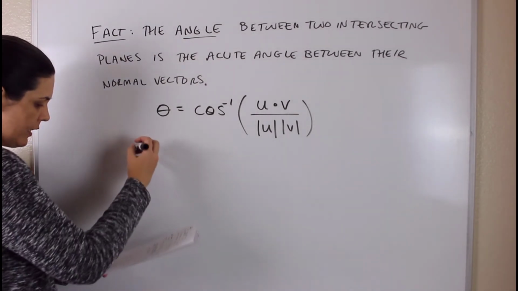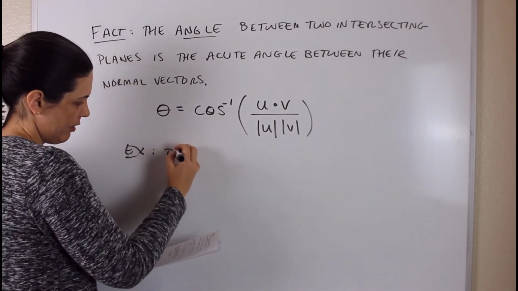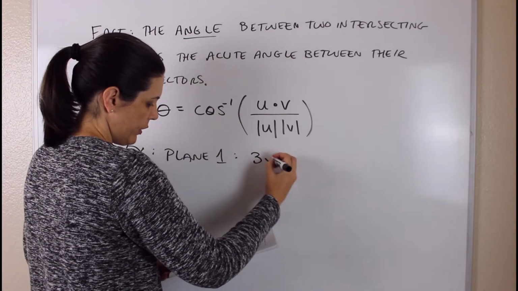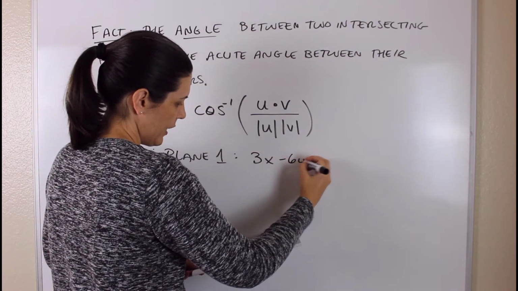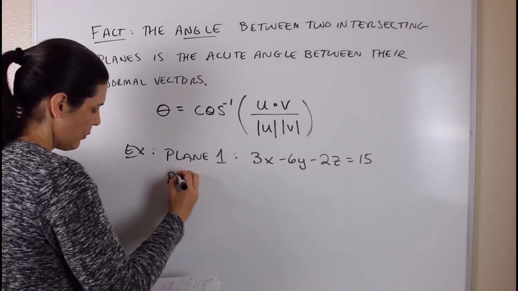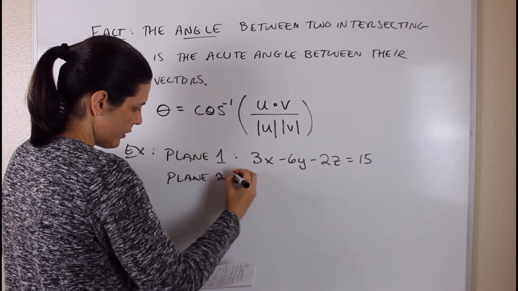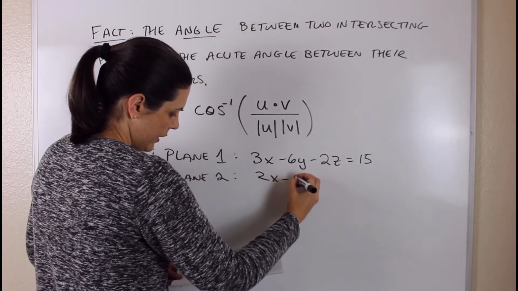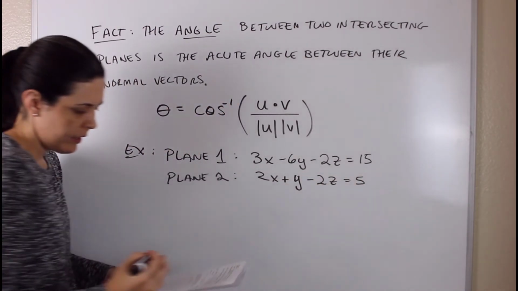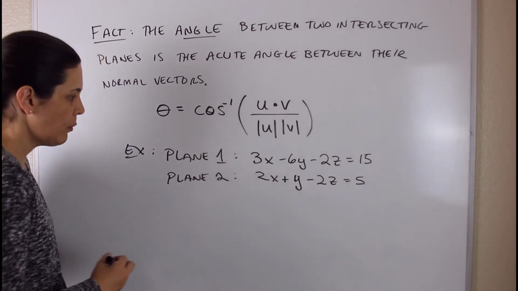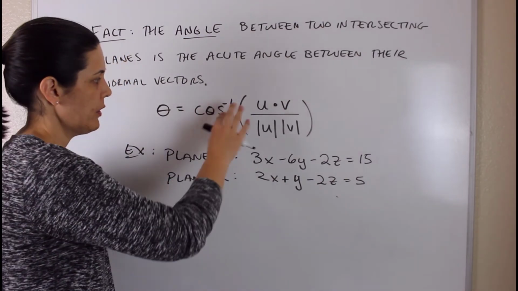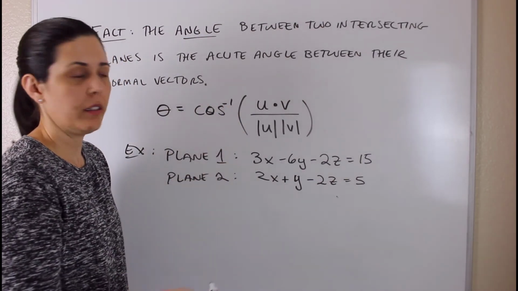For this example, let's say two planes intersect, and plane 1 is 3x minus 6y minus 2z equals 15. I think that was from our last example. And plane 2 is 2x plus y minus 2z equals 5. We'll quickly calculate the angle between them when they intersect. So let's identify the normal vectors, and then plug them into our calculation for the angle between the planes.